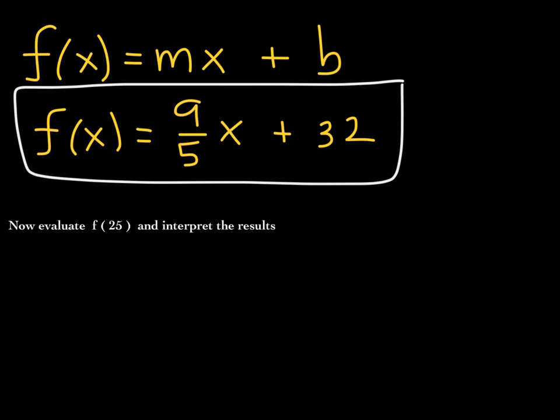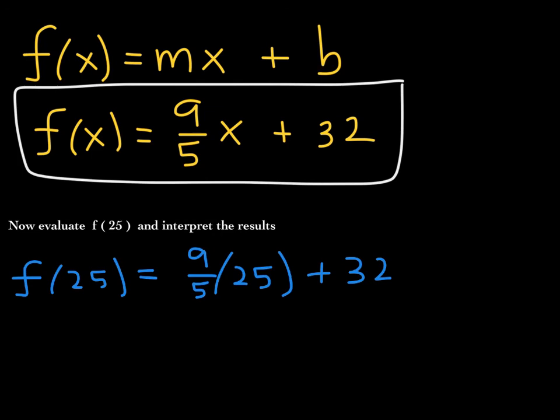Now, to wrap this up, let's evaluate f of 25 and then interpret the results. This notation, f of 25, is telling you to plug 25 in as your input. Let x be 25. Do you remember what x represents in the problem? Celsius degrees. So when you plug in 25 for x, you're plugging in 25 degrees Celsius. All right, let's do it. F of 25 will be equal to 9 over 5 times 25, and then plus 32.